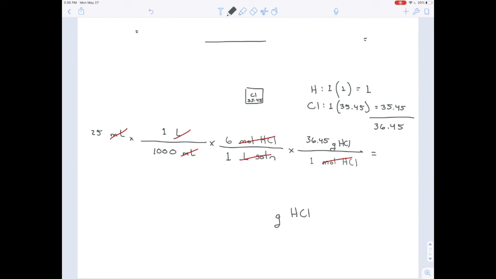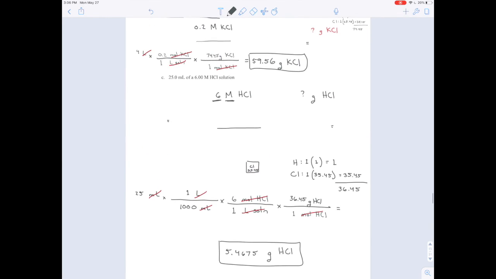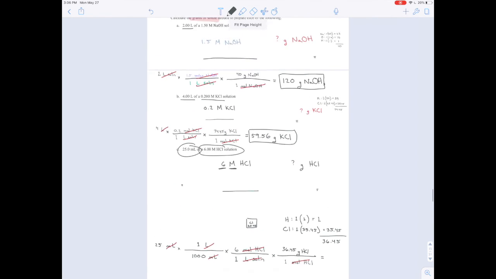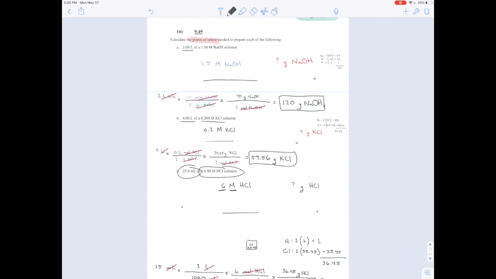So 25 times 1, enter, divided by 1,000, enter, times 6, enter, divided by 1, enter, times 36.45, enter, divided by 1, enter. I'm getting 5.4675 grams of HCl. So that's how many grams of HCl there would be in 25 milliliters of a 6 molar HCl solution. So to review, the new thing in problem 16 is using the molarity as a conversion factor.